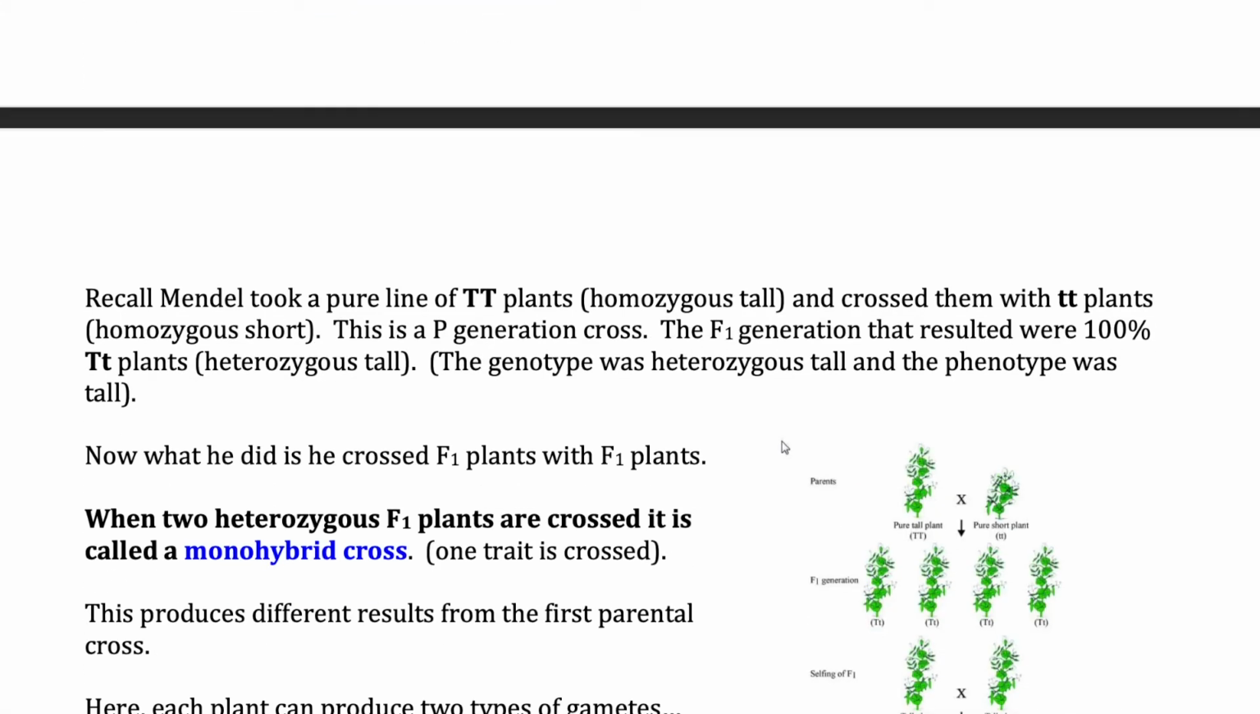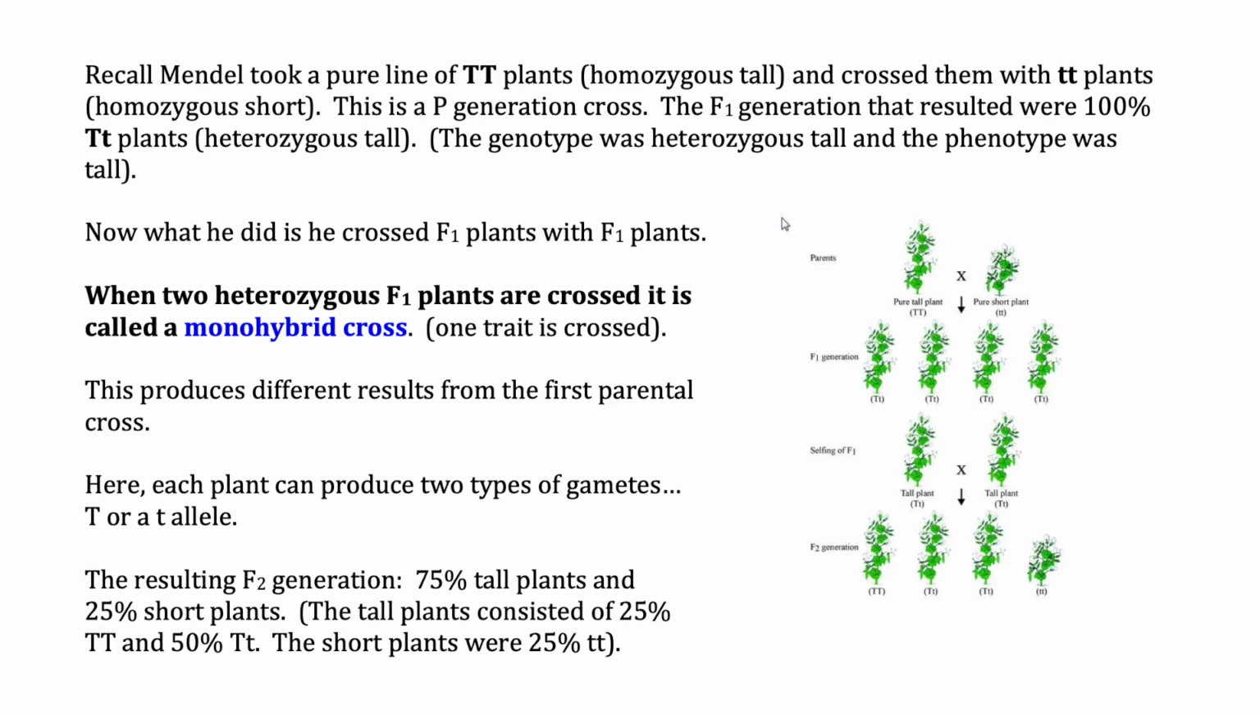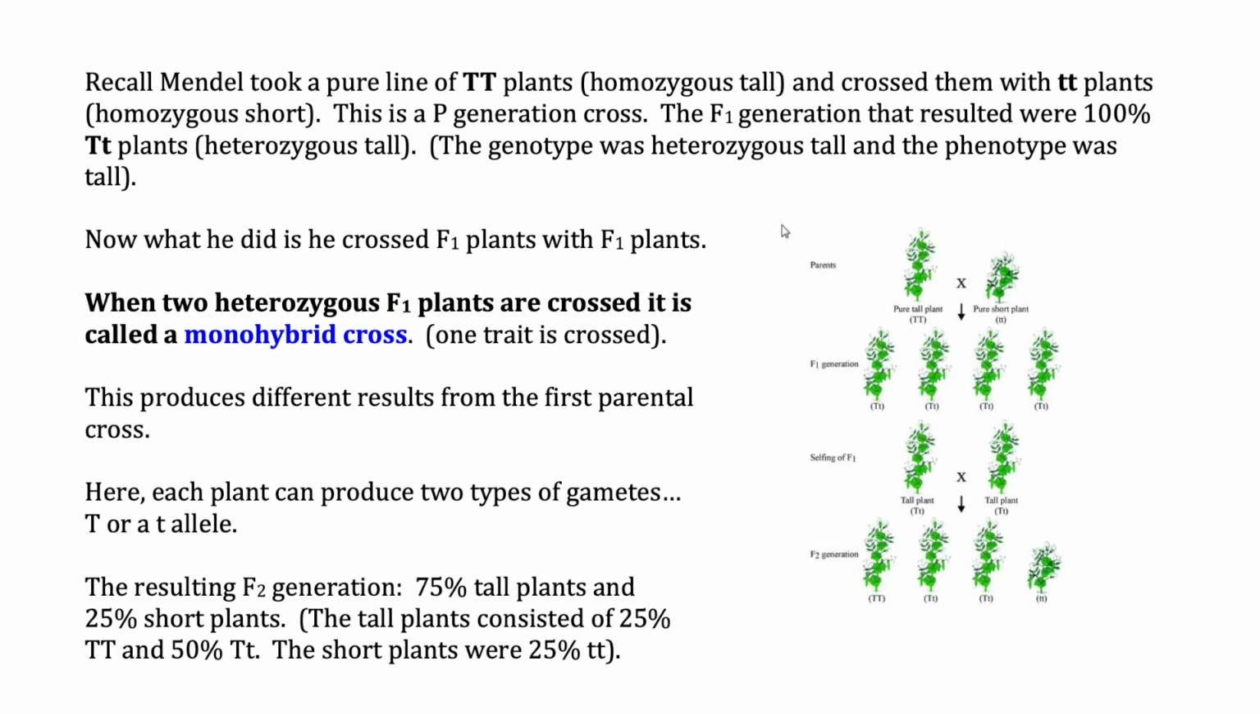Recall that Mendel took a pure line of capital T plants, homozygous tall, and crossed them with lowercase t plants, homozygous short. This is the P generation cross. The F1 generation that resulted were 100% capital T, lowercase t plants, heterozygous tall. The genotype was heterozygous tall, and the phenotype was tall, because they still appeared tall even though they carry that recessive allele with them. Now what he did is he crossed the F1 plants with the F1 plants.